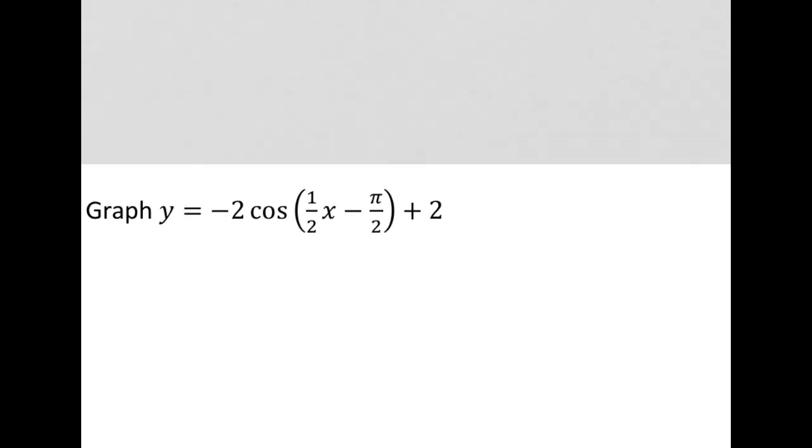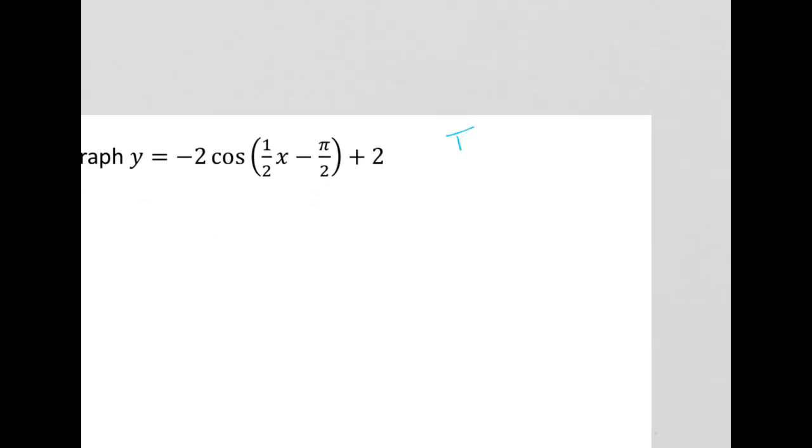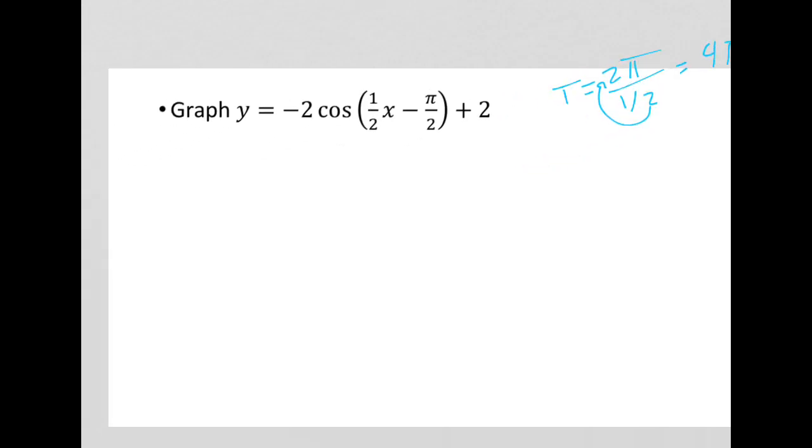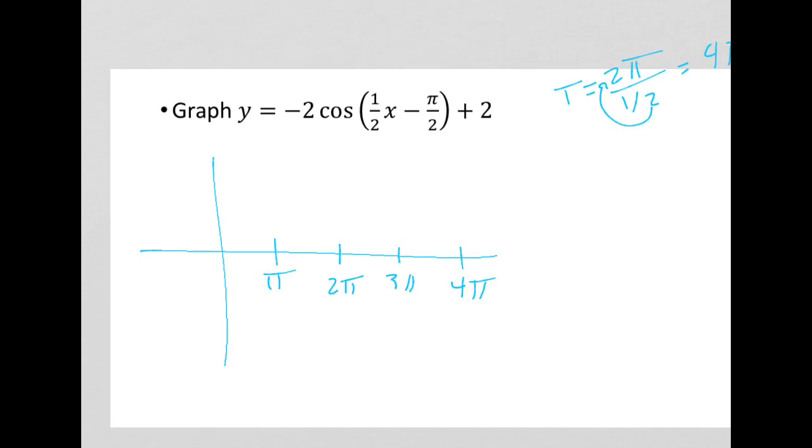All right. First things first, what's the period? Period is 2 pi divided by the coefficient, which is 1/2. So that's going to be the same as multiplying by the reciprocal. So we're going to get 4 pi. So the first thing I'm going to do is I'm going to say 4 pi, 2 pi, pi, and 3 pi.